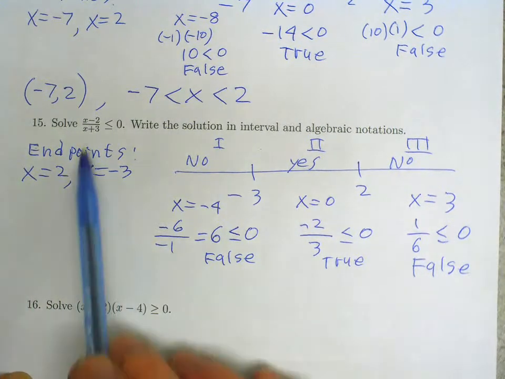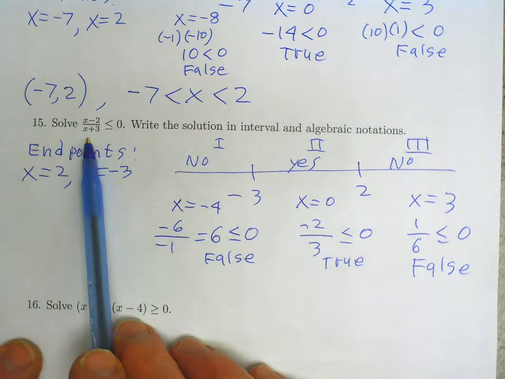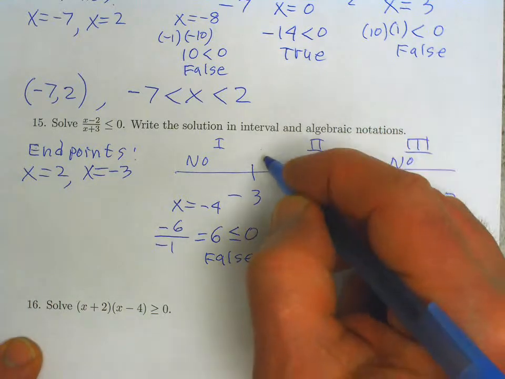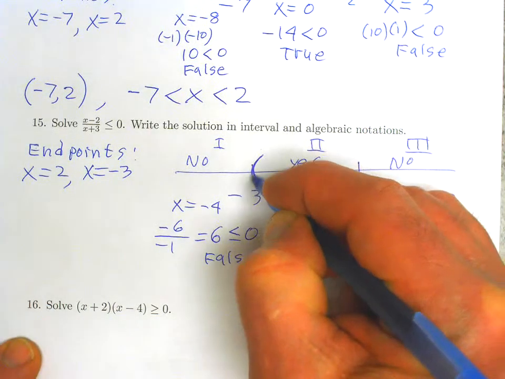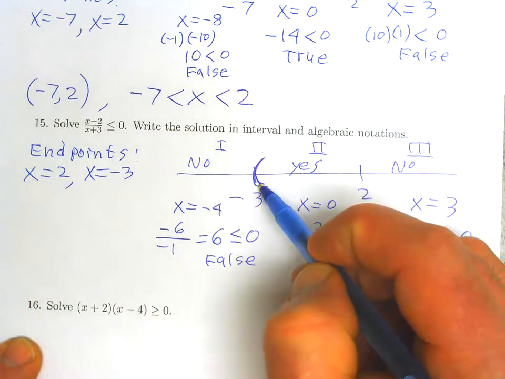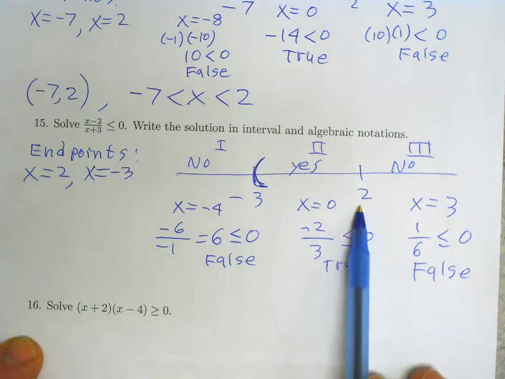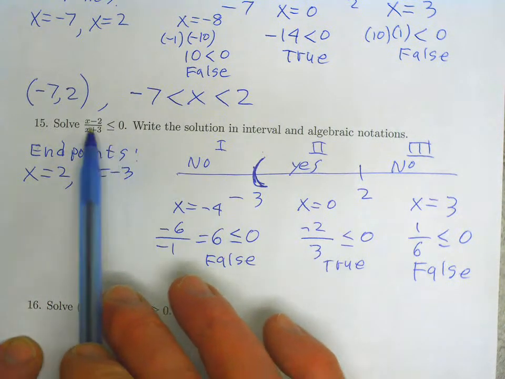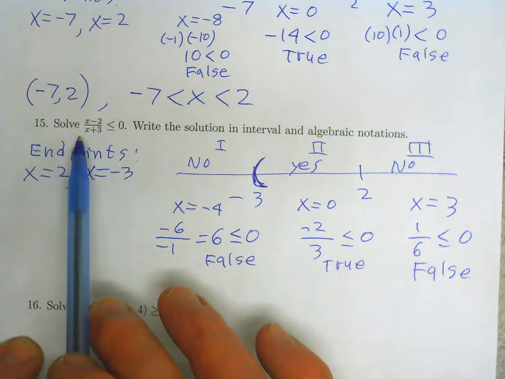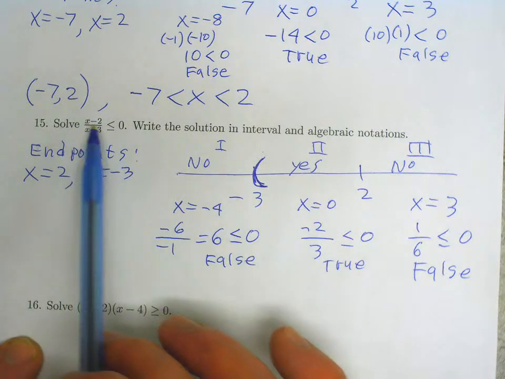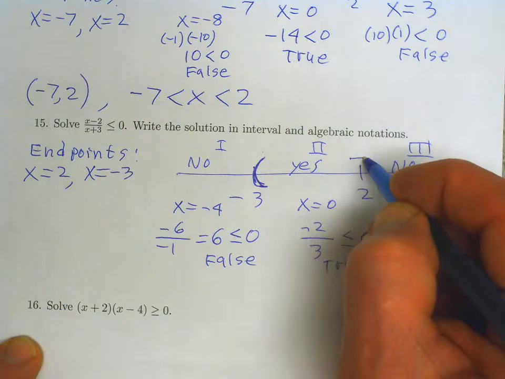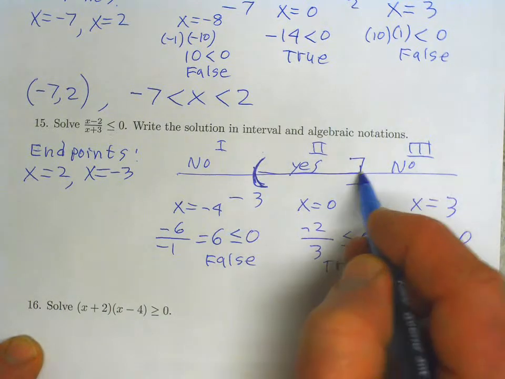We always exclude endpoints that come from the denominator. So -3 is excluded. So graphically, we put a parenthesis at -3. But in this case, we're including the endpoint 2, because if you replace every x with 2, you get 0 less than or equal to 0, which is true. So put a bracket at 2.